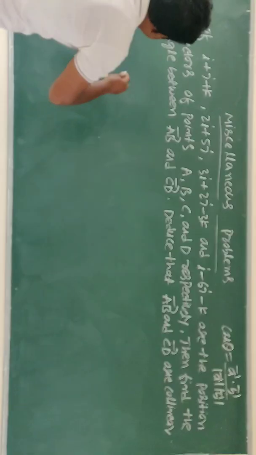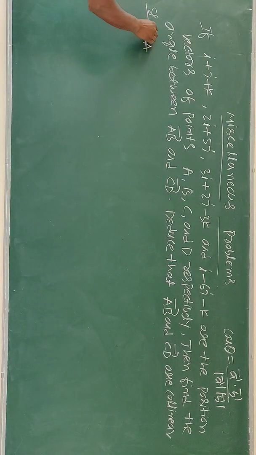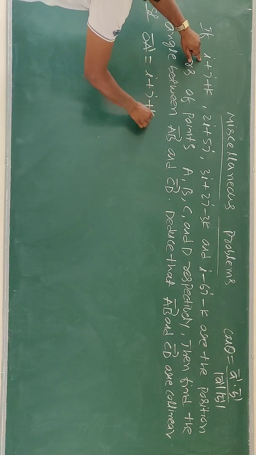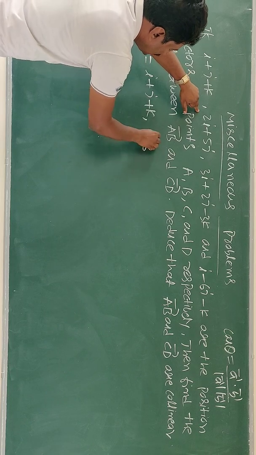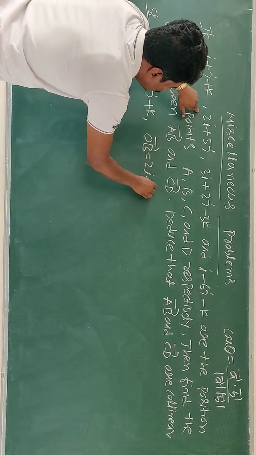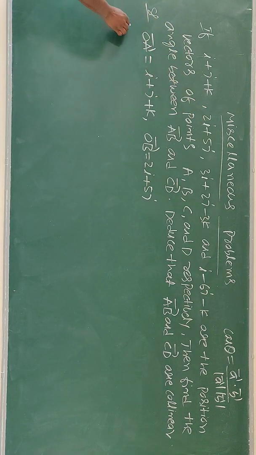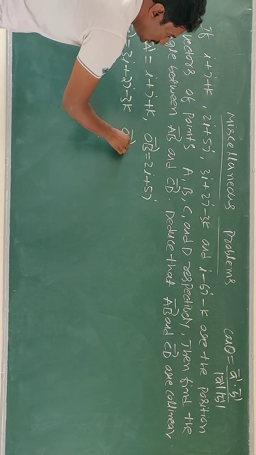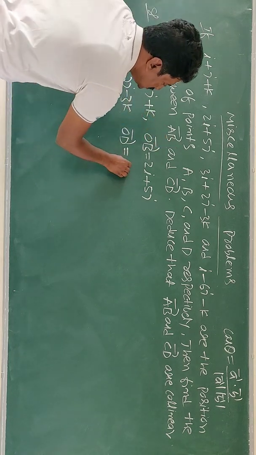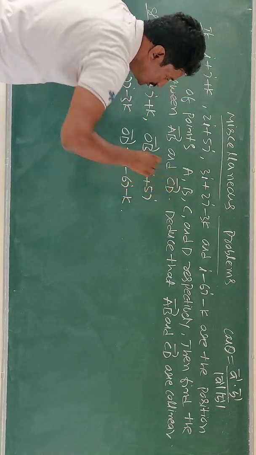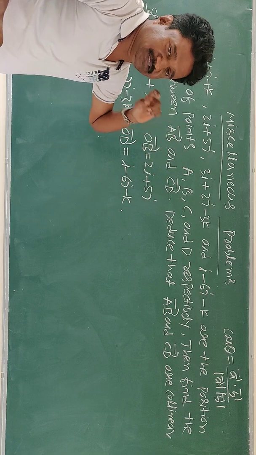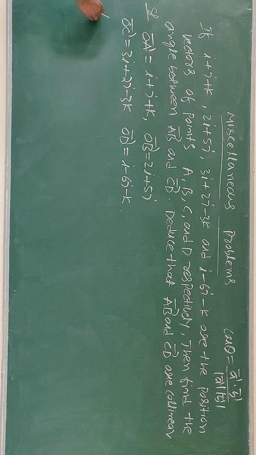So first you write the PVs, students. Vector OA is i plus j plus k. Vector OB is 2i plus 5j. Vector OC is 3i plus 2j minus 3k. Vector OD is i minus 6j minus k. Which two vectors are required, students? AB and CD. So calculate AB and CD.